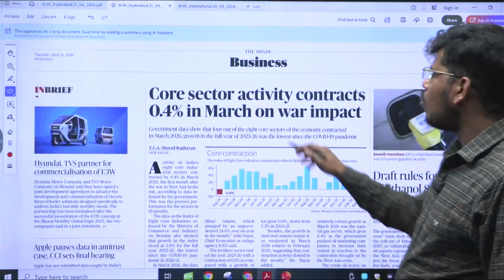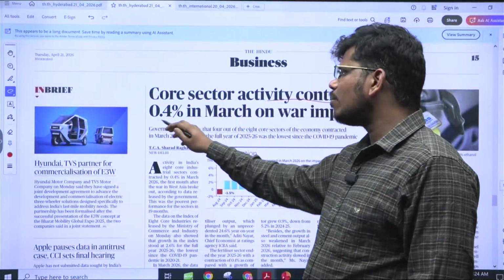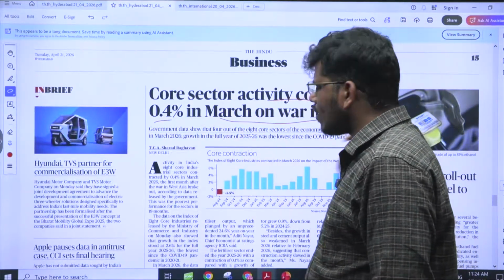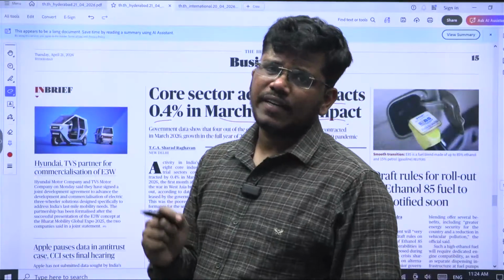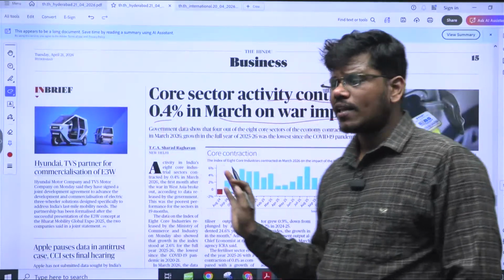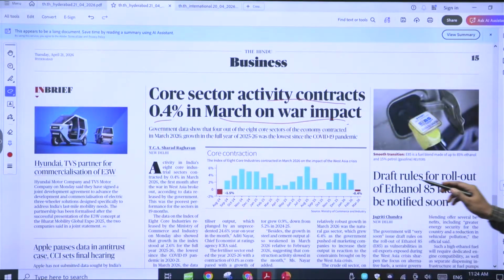And this one, the core sector activity contracts 0.4% in March, the war impact. So what are the core sectors of India? Very important. We'll also discuss what are the important core sectors. And next, the draft rules for the rollout of ethanol 85.